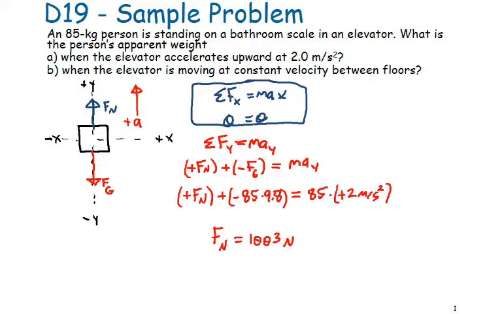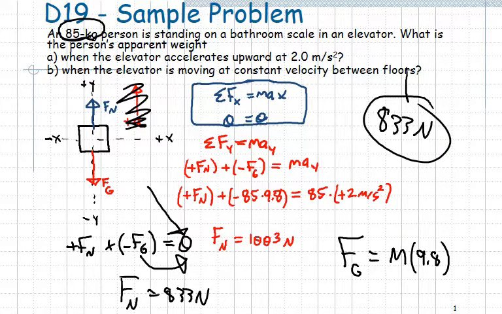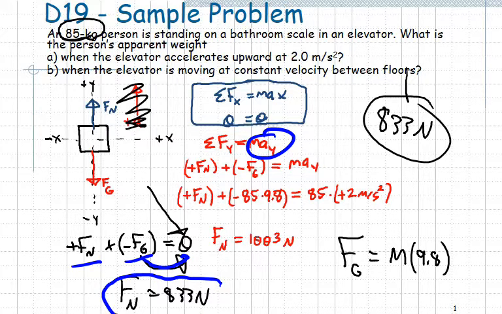Now when the elevator is moving at a constant velocity, what do we know is true? The change in velocity is zero, velocity final minus velocity initial, right? So if that's zero, the acceleration is zero. So the normal force would be equal to the force of gravity. We bring that to the other side, sum of the forces, right? The acceleration is zero. So this would be the apparent weight, which is actually equal to the real weight, the force of gravity on the person.